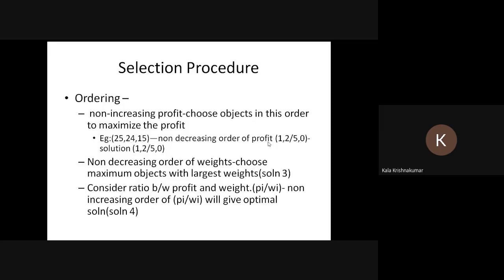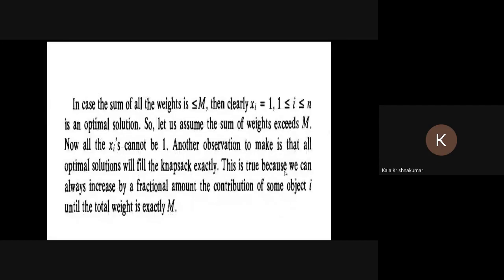Then you can choose objects with fractions 1 comma 2 by 5. The first object is taken full, then 2 by 5 of the second object is taken. Then you get the maximum profit, that is 2 by 5 comma 0. I think the solution is here.